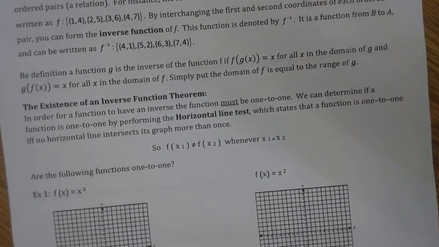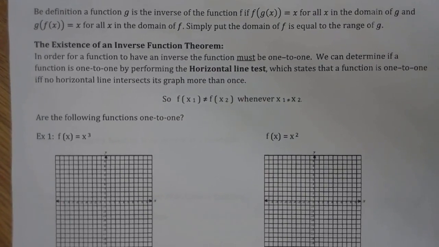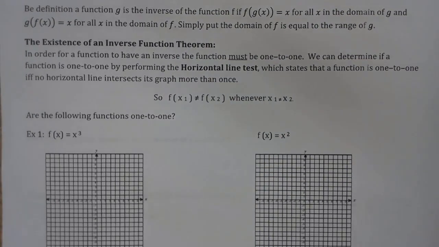The existence of an inverse function theorem says in order for a function to have an inverse, the function must be 1-to-1. A function is 1-to-1 if it passes the horizontal line test. So what that means is that for every y, there is only one x.